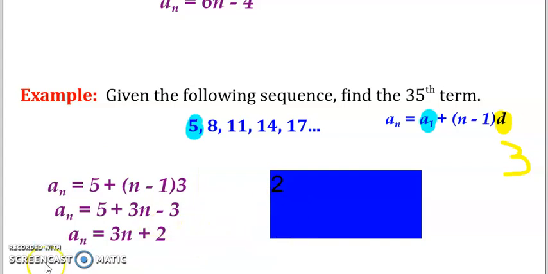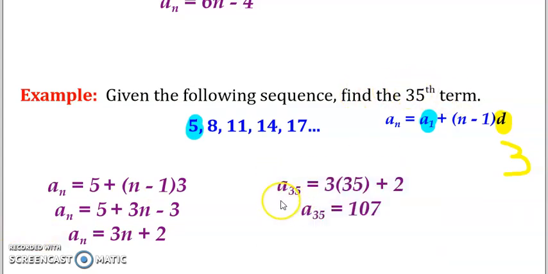So I'll plug things in, clean it up, make it look nice. And then part 2 of this is find the 35th term. So let me just plug in 35 for n, and I'd get 107. Not too terrible, right?